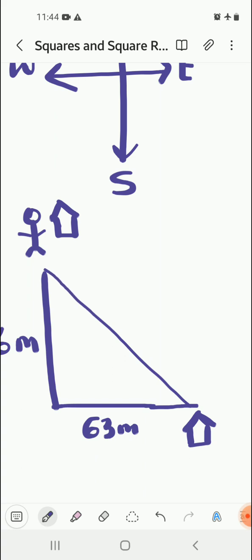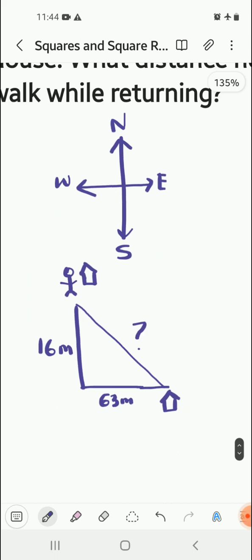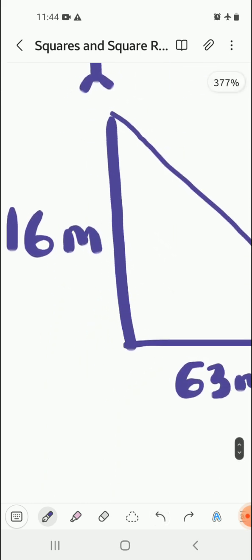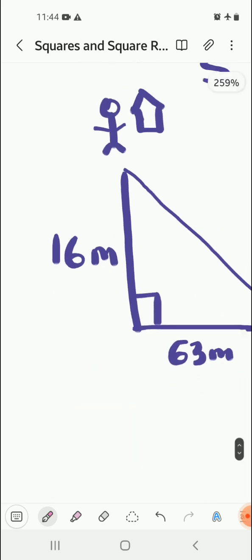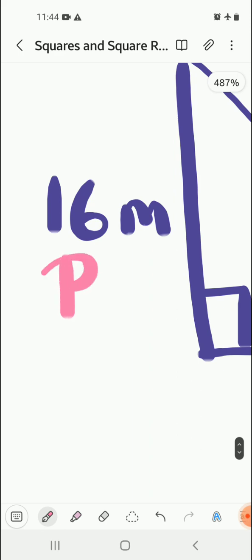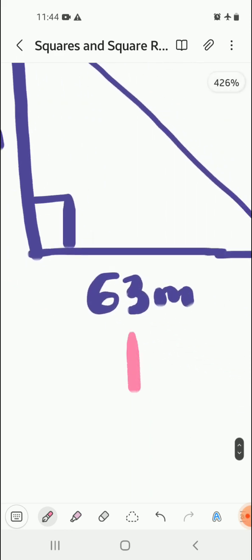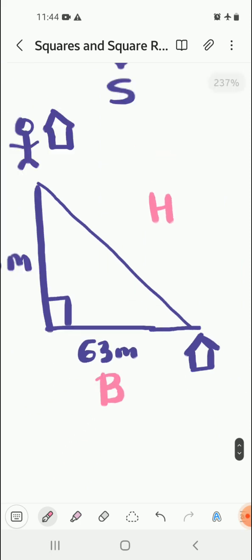So this is the diagram we were asked to form. Now see, we have got two parts of the triangle and we need to find the third part of the triangle, and this resembles a perfect 90-degree triangle. So we have to first understand the parts of a triangle. This is called the perpendicular. P for perpendicular. This is B, that is base, and this is called the hypotenuse or H.